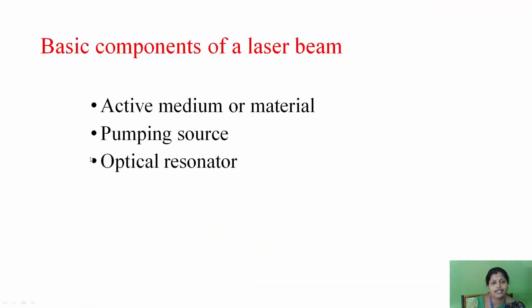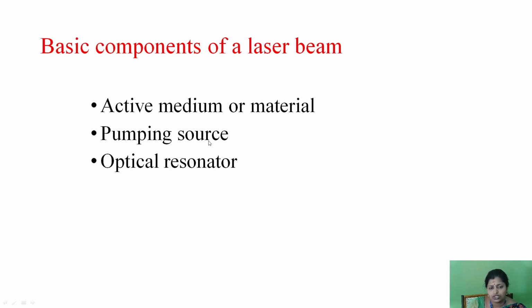Next topic, basic components of a laser. For the production of the laser beam, we consider three major components. The first one is the active medium, or active material, or active center. The material we consider is the active medium. For example, a helium neon laser uses helium and neon as the active medium.